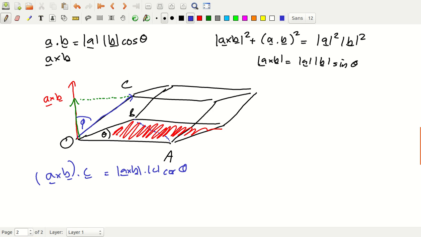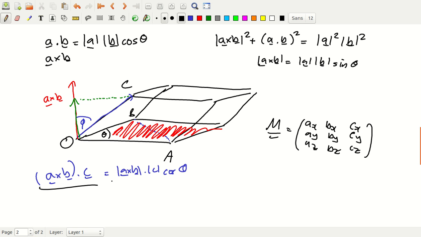So this is the volume of the parallelepiped, and kind of by definition of what a matrix is, the matrix M equals AX, AY, AZ, BX, BY, BZ, CX, CY, CZ is exactly the matrix that transforms the unit cube into this parallelepiped. So the triple product here is the volume scale factor, so that's the determinant. This also, just by the way, gives you a really cool way of thinking about how you invert a matrix.